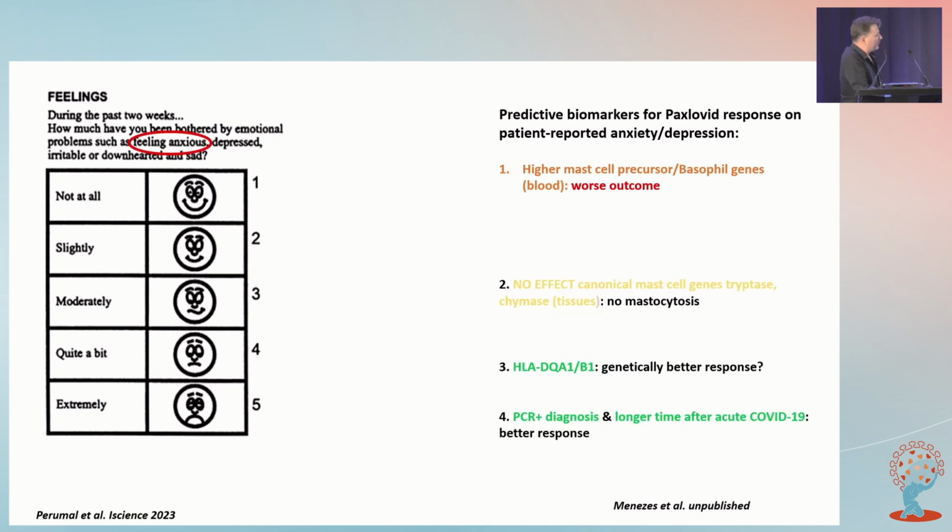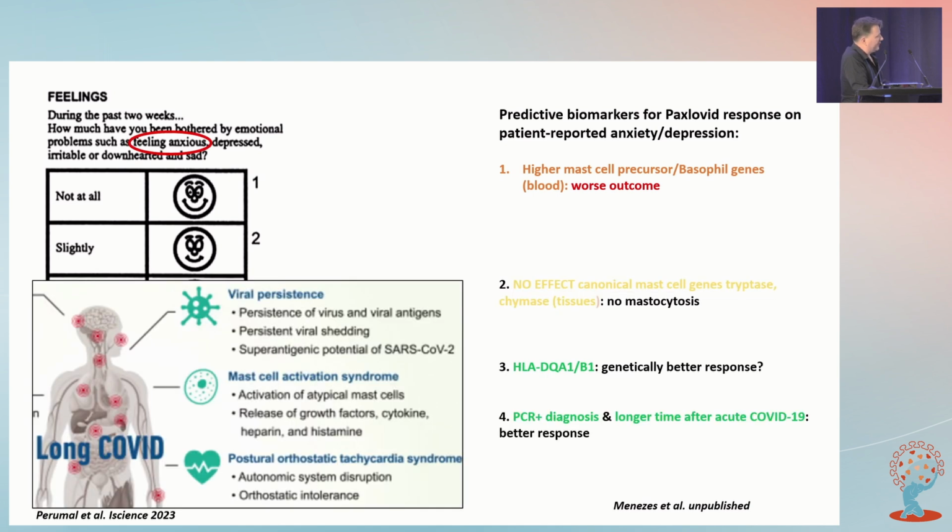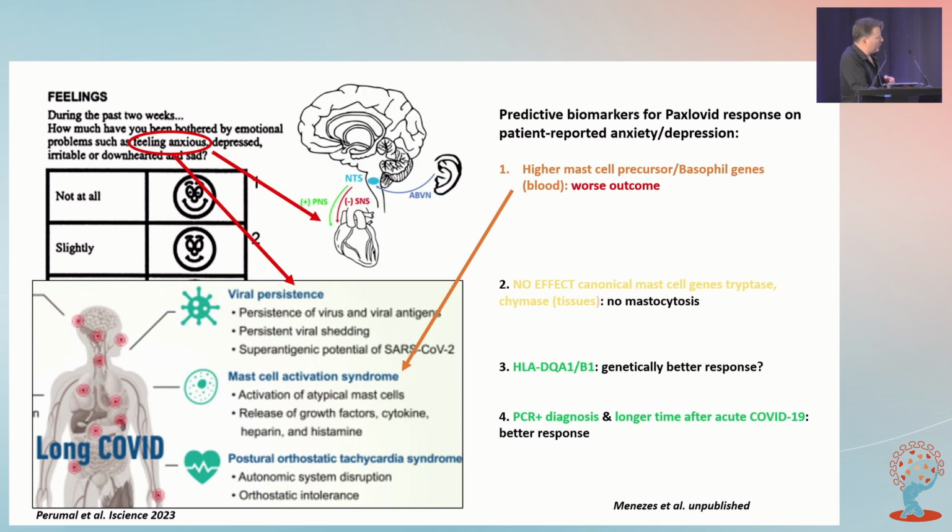Okay, I'll skip to these other ones and just go to my last conclusion slide. We believe that there might be some unifying interpretation here. So these higher mast cell precursors, of course, are linked to mast cell activation syndrome. Feeling anxious is, of course, linked to what Professor Antonio presented to us yesterday. So anxiety is linked to tachycardia, which is then linked to POTS. And then, as we saw, the protective effects, either the genetic effects or a PCR positive diagnosis, can be directly linked to the viral persistence of the reservoir.